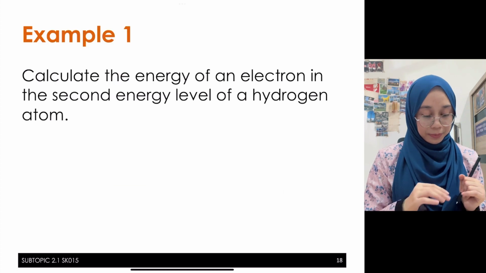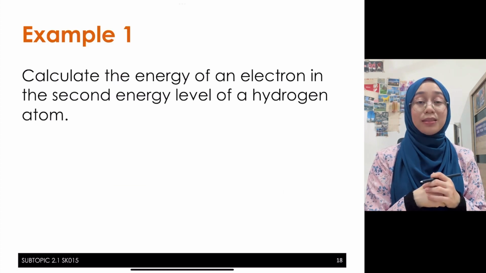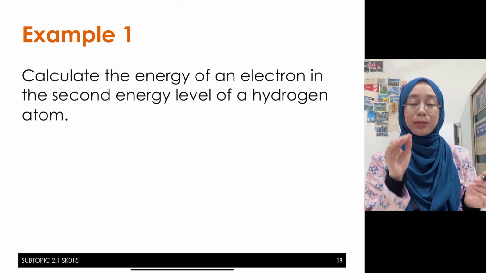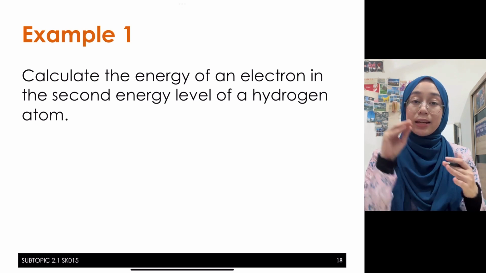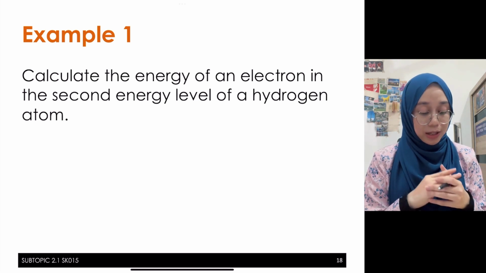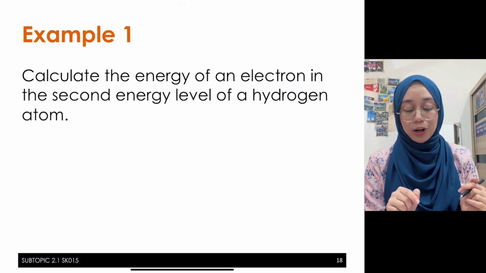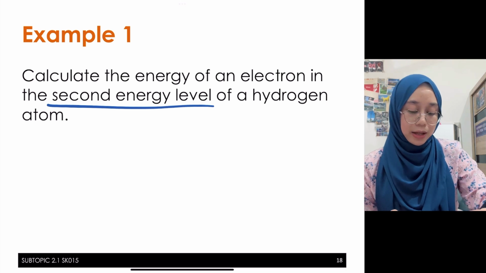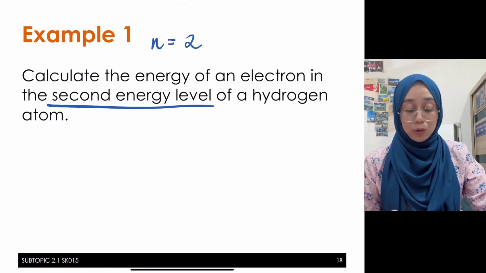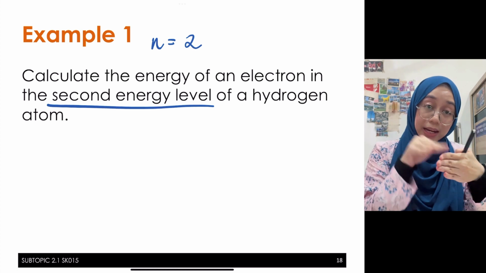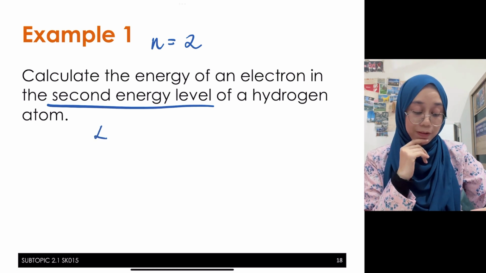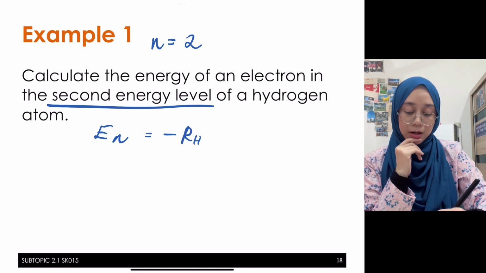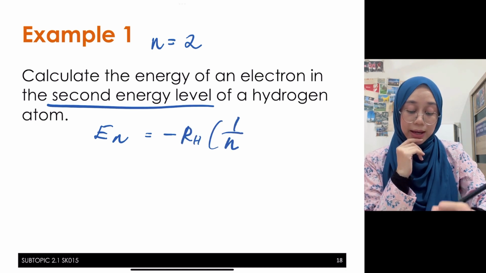Okay, so let's try to do calculation class by using formula yang kita dah jumpa hari ni. So the first formula yang kita jumpa hari ni adalah kita belajar how to determine energy at a specific energy level. So let's have a look at this. Calculate the energy of an electron in the second energy level of hydrogen atom. So second energy level indicates that n is equals to 2. Yang ni specifically dia nak tahu yang dekat that particular energy level. So kita just guna formula En equals to negative RH 1 over n squared.